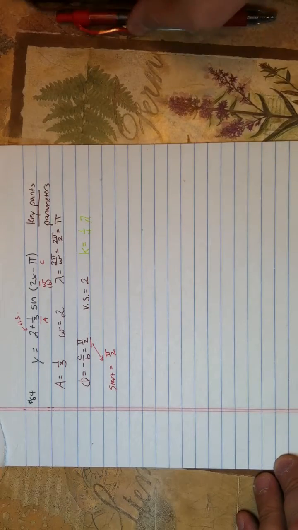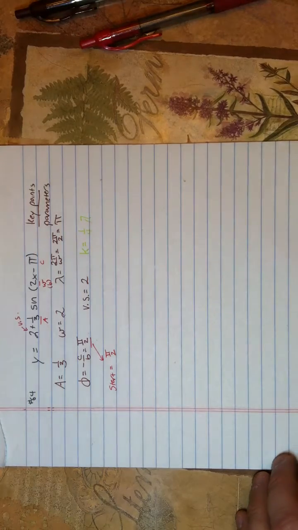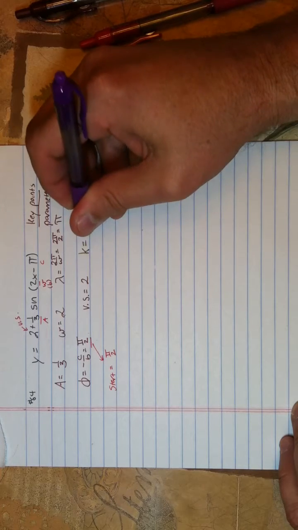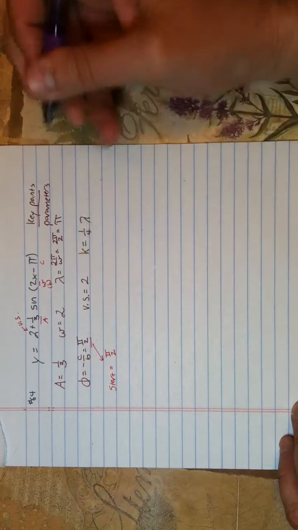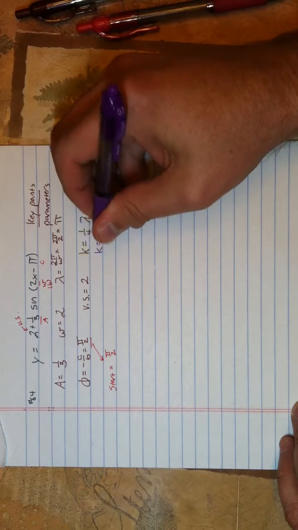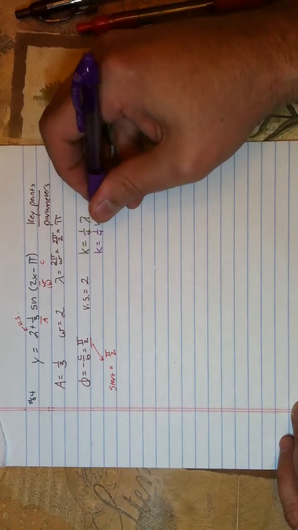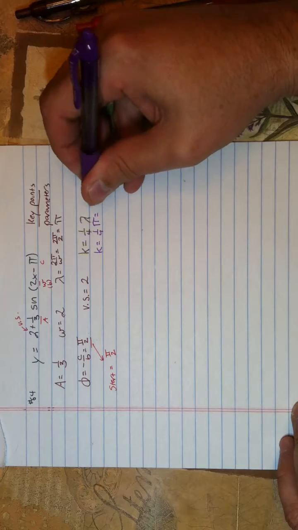I'm not sure that color is showing up, so let's use purple. K equals 1/4 lambda. So that means our k is equal to 1/4 times our lambda, which was pi. So that equals pi over 4.